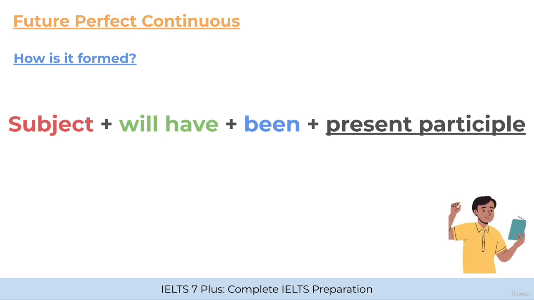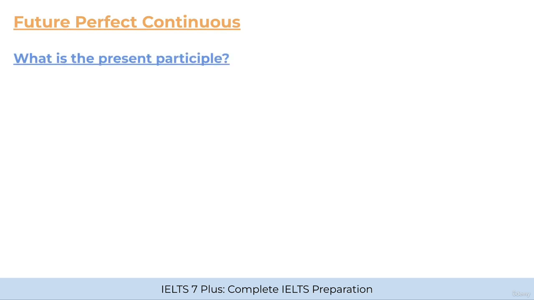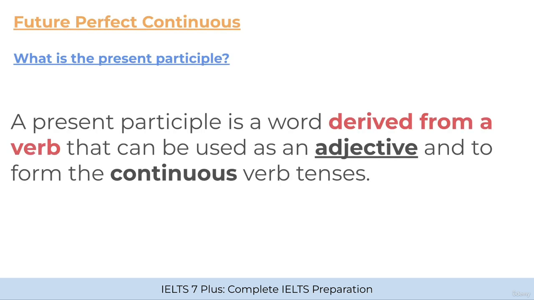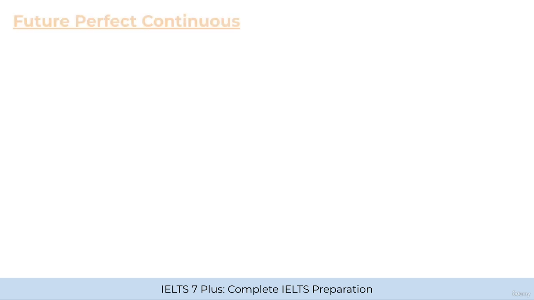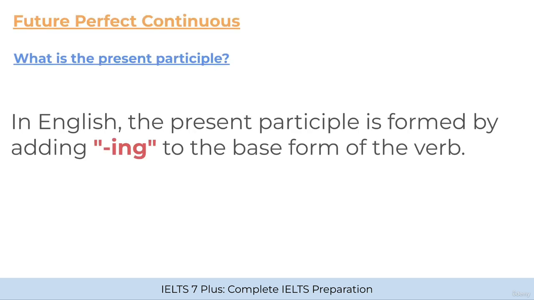Maybe you remember the present participle from previous tenses which have this continuous element. Let's just cover this now, just in case. So it is a word that's derived from a verb. It can be used as an adjective, but in this context, we're looking at it from the continuous verb tense point of view. In essence, you add the ing to the base form of the verb. That's the main thing to remember here.